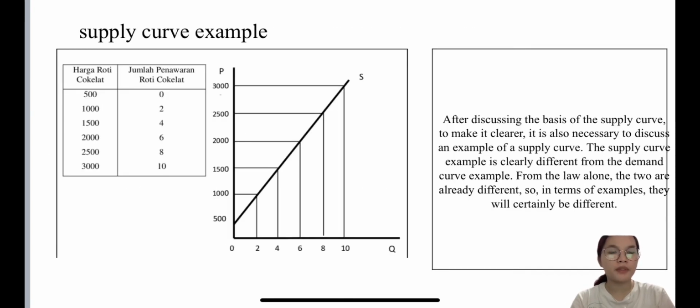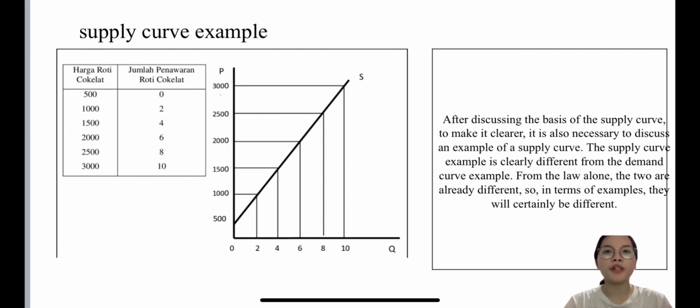Supply curve example. After discussing the basis of the supply curve, to make it clearer, it is also necessary to discuss an example of a supply curve. The supply curve example is clearly different from the demand curve example. From the law alone, the two are already different, so in terms of example, they certainly will be. Let's consider an example of a Brainly supply curve problem as follows.